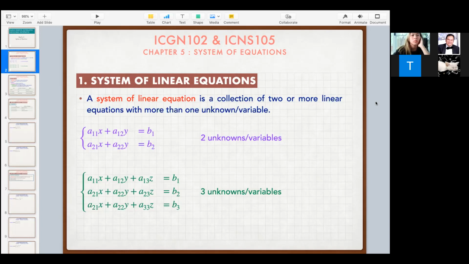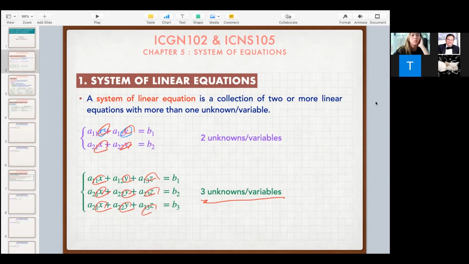In this one, you can see that we have variables x and y, x and y in here, on both equations. While the second group, in the green color, is a system of linear equations with three unknowns or three variables x, y, and z, appearing in every single equation like this.